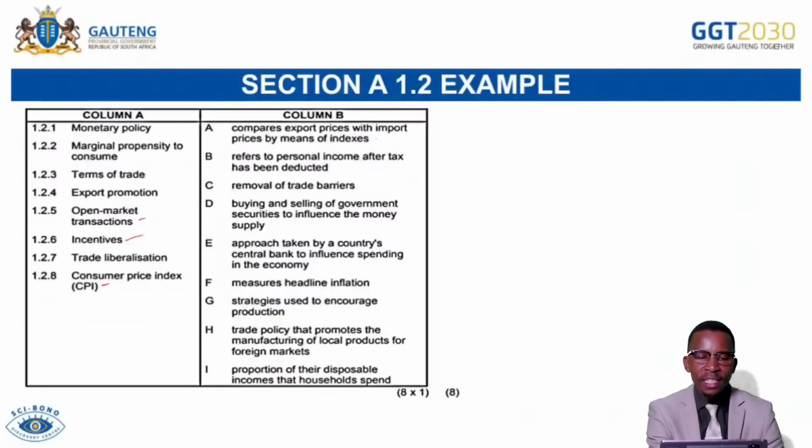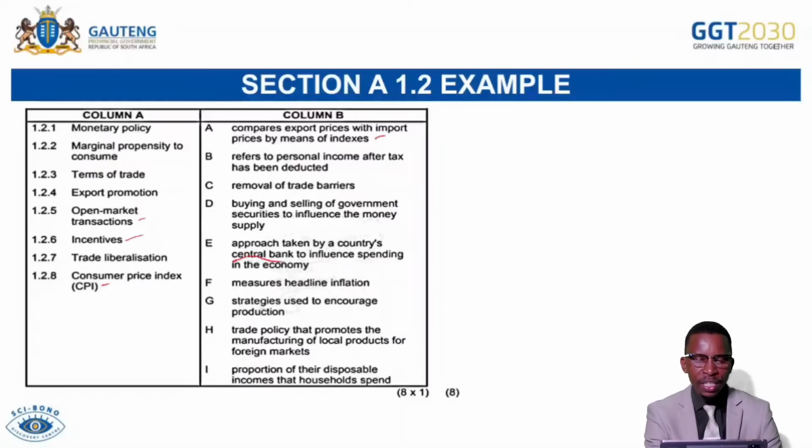We know that these are terms of trade. Refers to the personal income after tax has been reduced. Do we have anything there? We will check. Removal of trade barriers. Then we know that is when we liberalize trade. Buying and selling of government securities to influence the money supply. These are the open market transaction. Approach taken by the country's central bank to influence spending in the economy. Then that is monetary policy, because we talk about country's central bank.